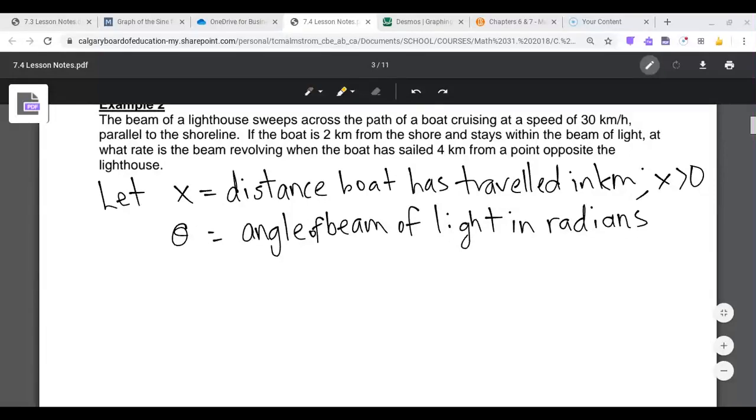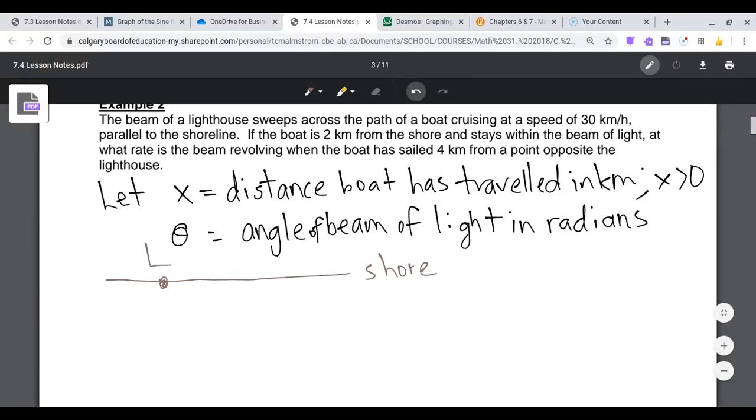Okay, example 2. The beam of a lighthouse sweeps across the path of a boat cruising at a speed of 30 kilometers an hour, parallel to the shoreline. Okay, so I'm going to start drawing this as we read. So we have a shoreline, and somewhere on that shore, we have a lighthouse.